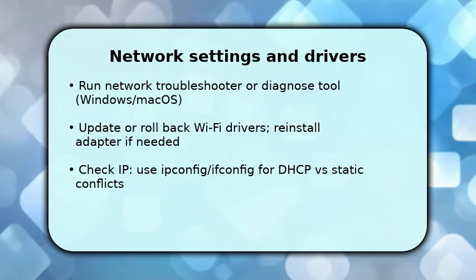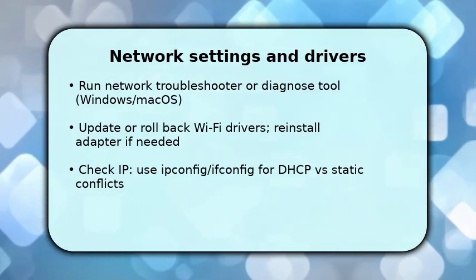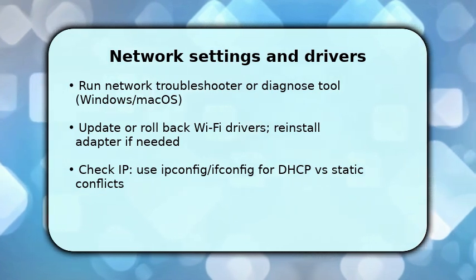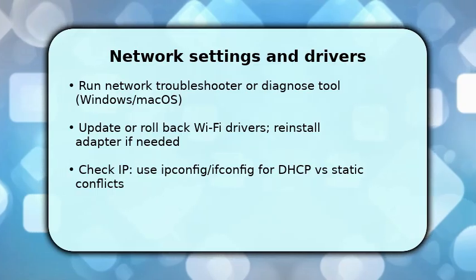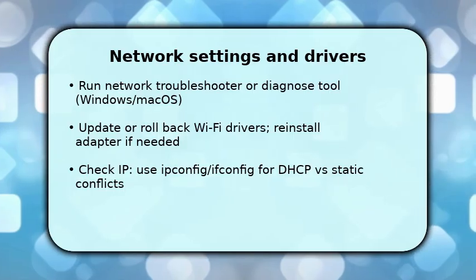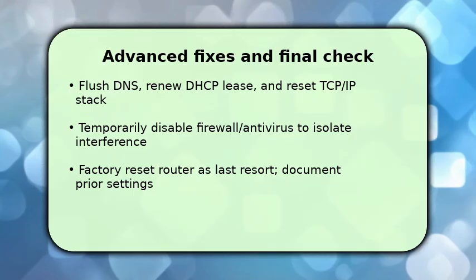Then check your IP configuration. Use ipconfig or ifconfig to confirm you have a DHCP address versus a static. Finish with targeted network resets and verification. Flush DNS, release and renew the DHCP lease, and reset the TCP/IP stack. These commands clear stale routing and resolution entries.